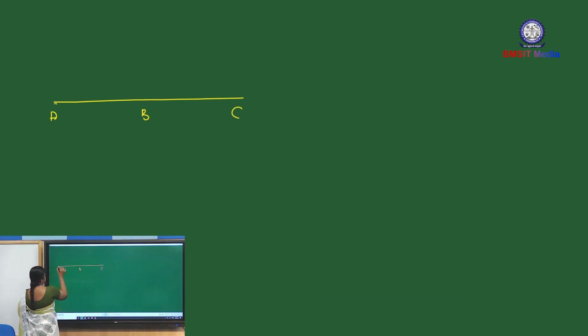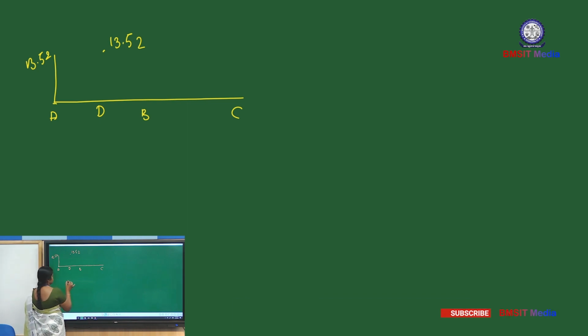This is A, B, C. A11 is 0. A22 is 13.52. D11 is also 13.52, this is point D. D22 is minus 26.48. Minus 26 means here. Next, B11 is also minus 26.48 here. Then B22 is plus 54.28, plus 54 means here.